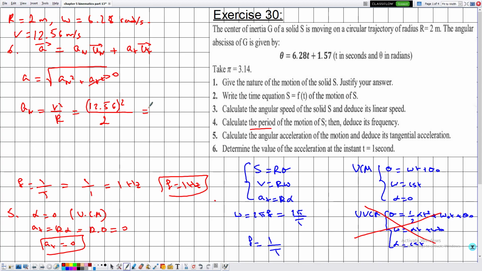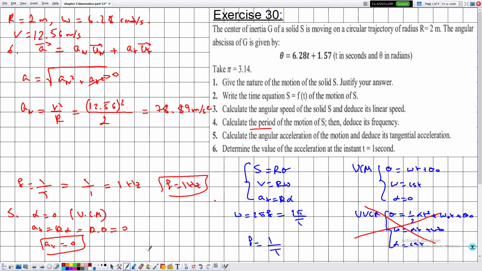This is a very large number. Let me check something. So okay, 78.89 meters per second squared.